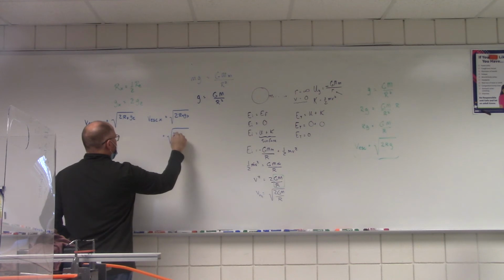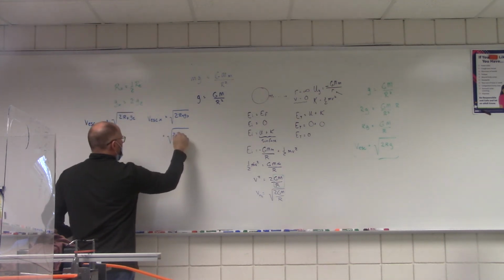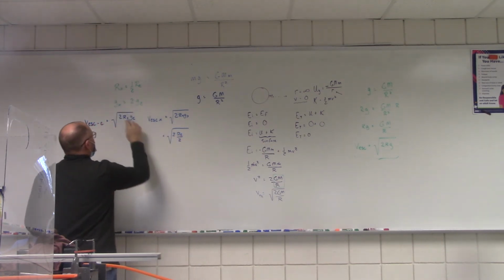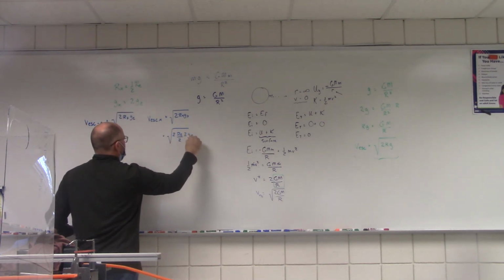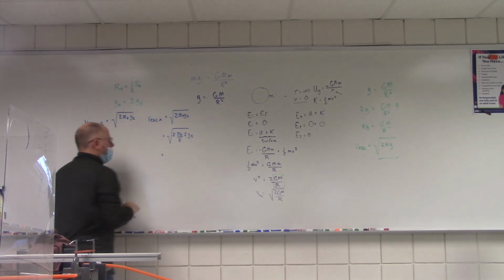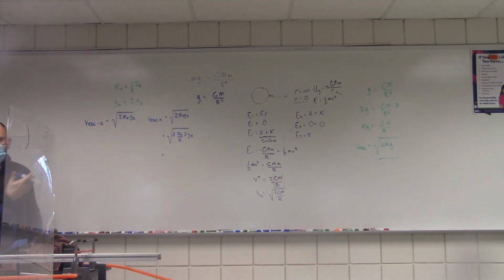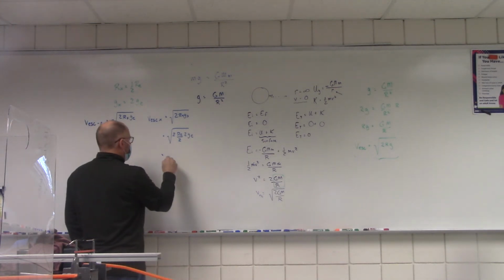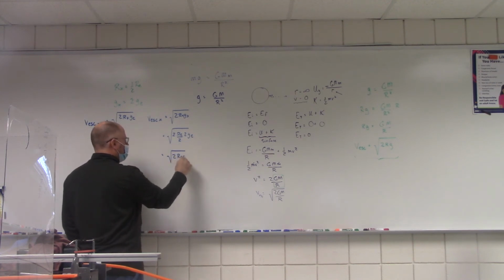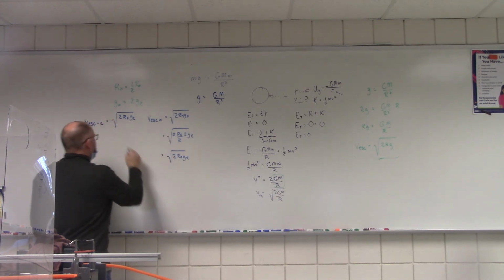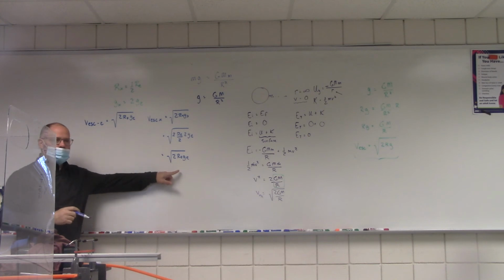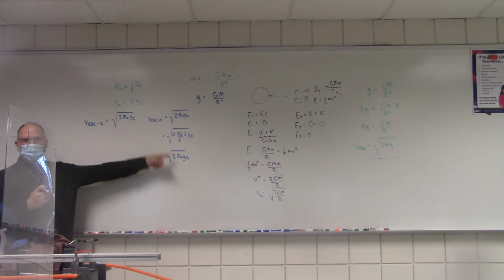So this is 2. R_X is R_Earth over 2. And g_X is 2 g_Earth. And look what happens. Two R_Earth g_Earth. So this is our escape velocity for X. How does it compare to our escape velocity for Earth? Well, look, they're the same.